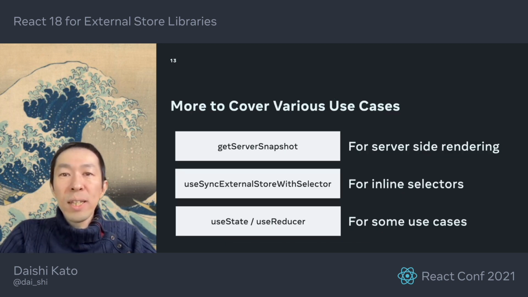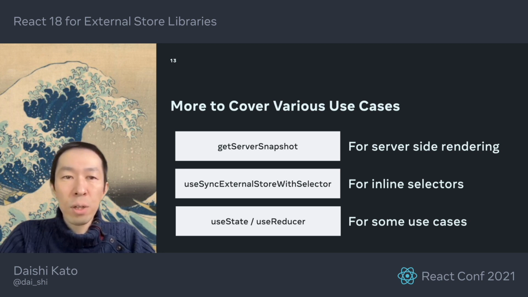There are a few things that we didn't cover in this talk. First, getServerSnapshot is an optional function that you can pass to useSyncExternalStore as the third argument. It is used in server-side rendering. Second, useSyncExternalStoreWithSelector is a utility hook provided in the package. It accepts an optional fourth argument with which you can specify a selector function. Unlike the getSnapshot function, the selector function doesn't have to be stable. This means we can omit useCallback, which can help existing APIs to migrate.